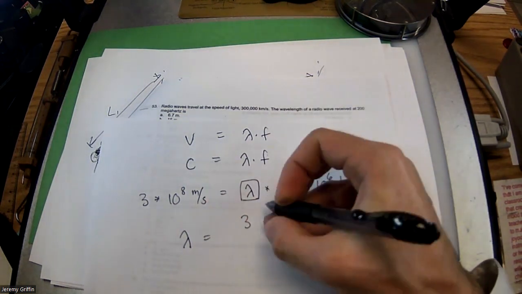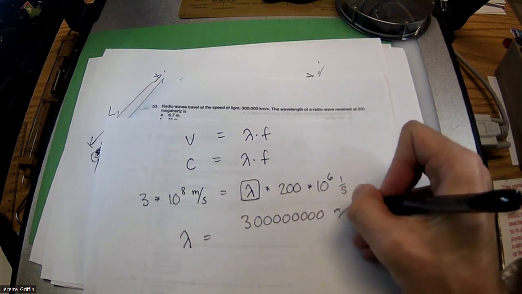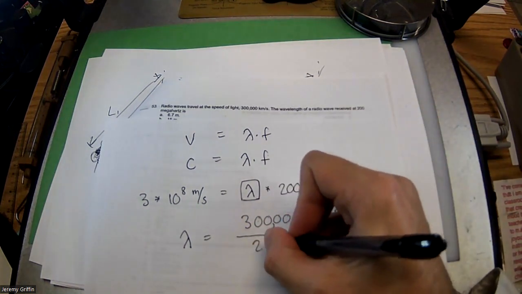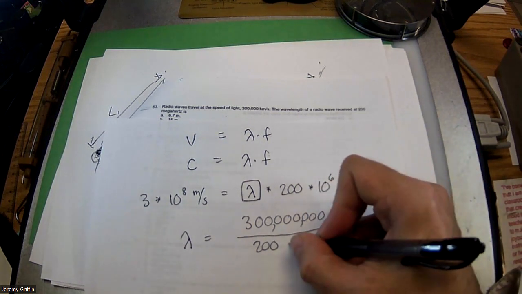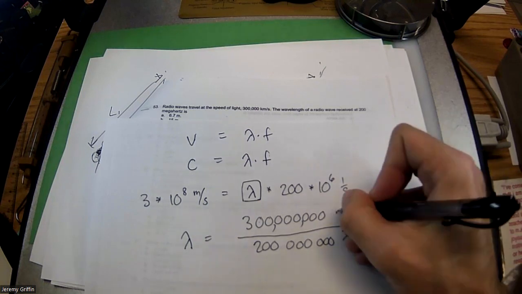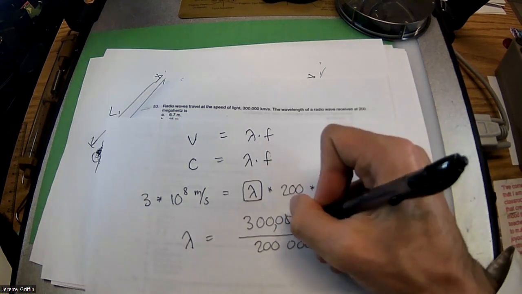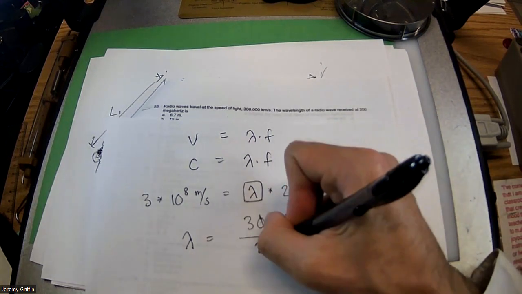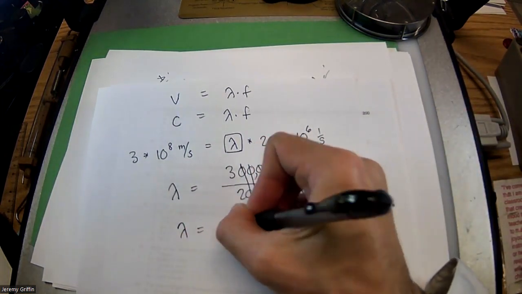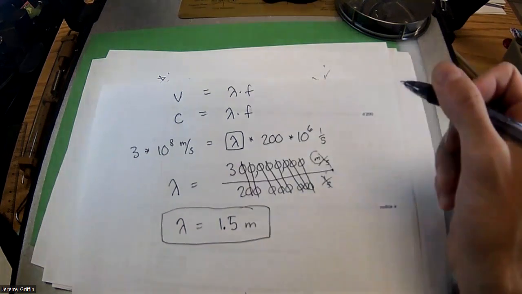So it's like 3, here, I'll write it out. 10 to the 8, that's 8 zeros. Meters per second. All divided by this 200, and then times a million hertz. That's 6 more zeros. And hertz is like 1/seconds. Meters. Zip, zip, zip, zip, zip, zip, zip, zip. Hey, what's 3/2? 1.5, and the unit is meters. To describe a wavelength. There you go, 1.5 meters.